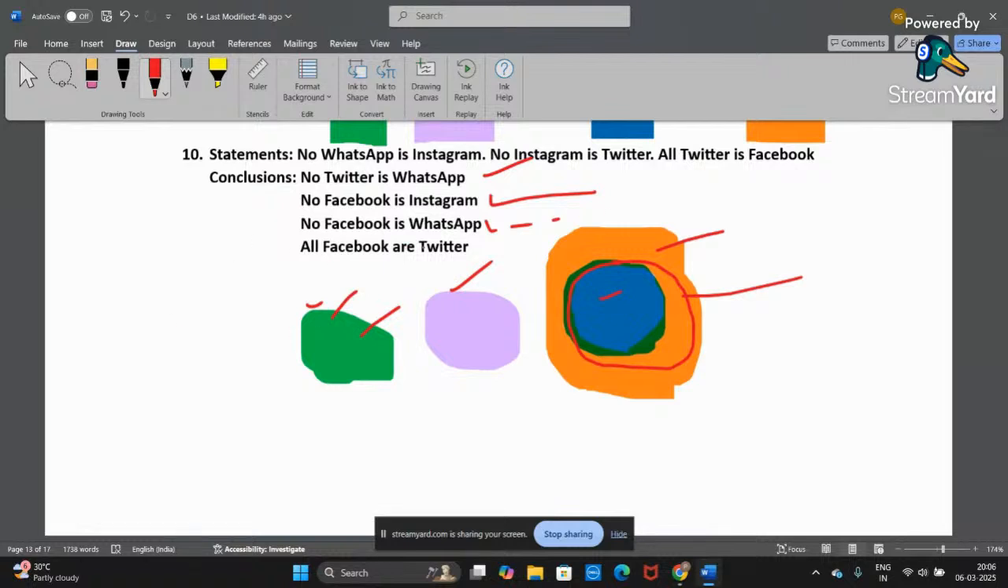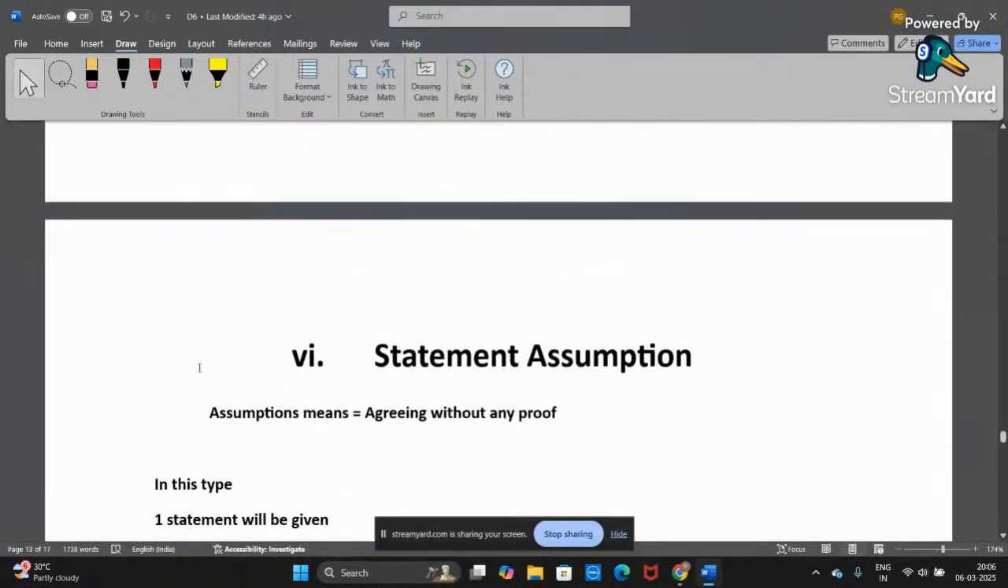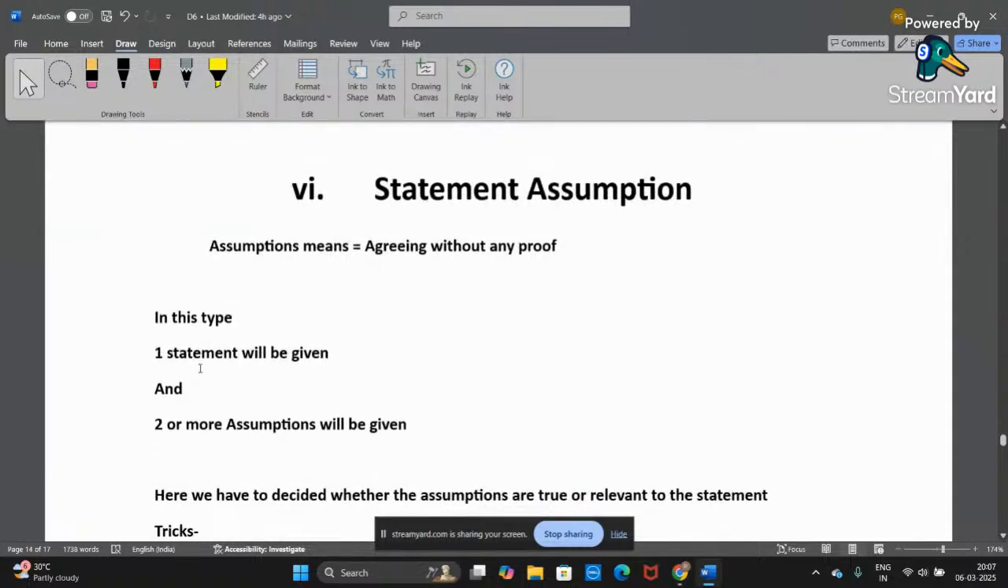So all Facebook are Twitter, this statement is wrong. Only the first three conclusions are correct. Now let's move on to next topic. We'll next move on to statement assumption.